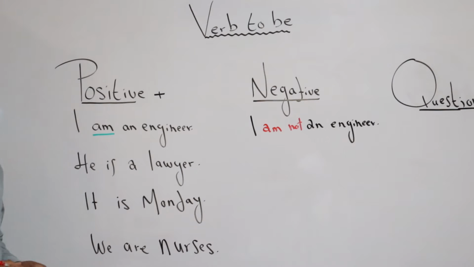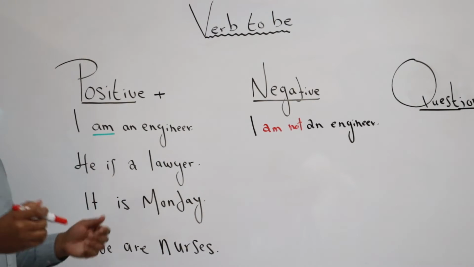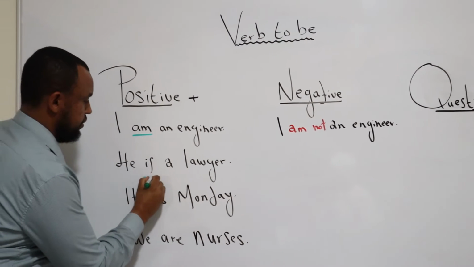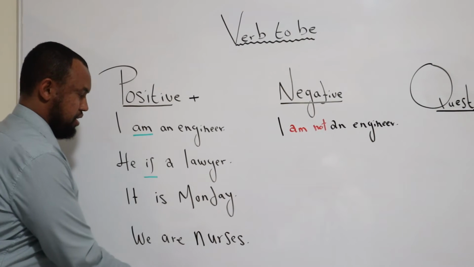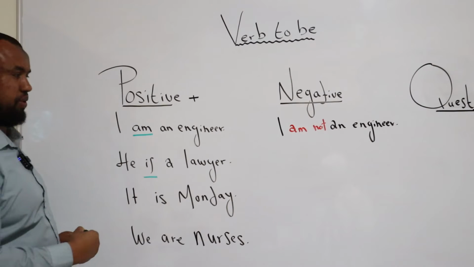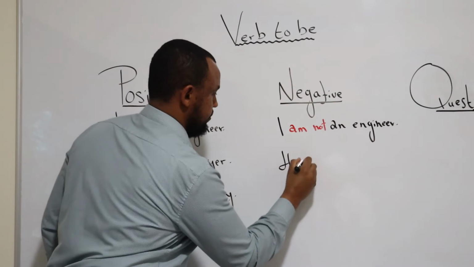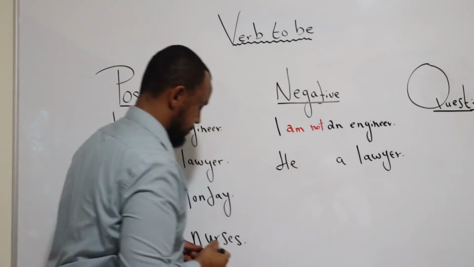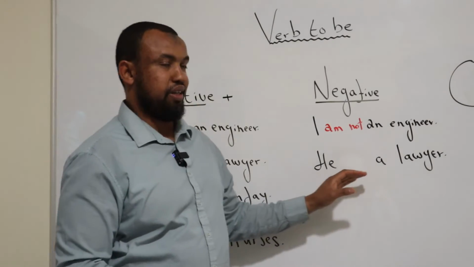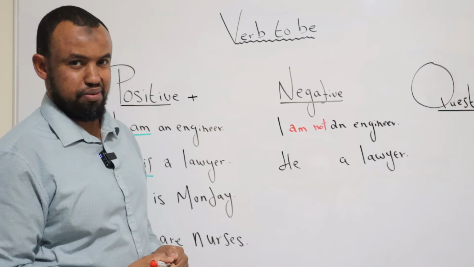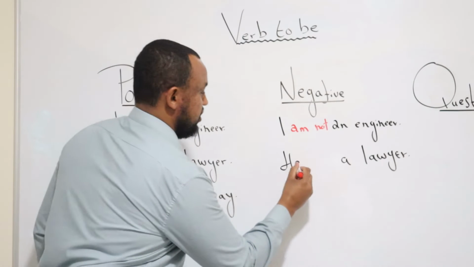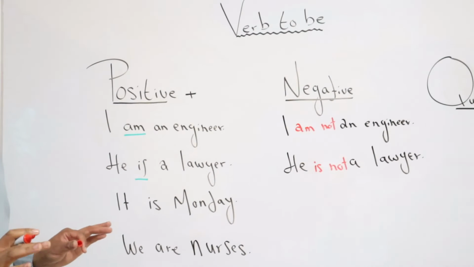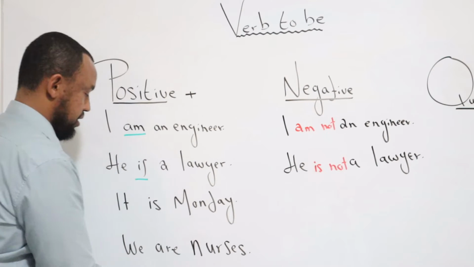Good. The next example. He is a lawyer. Where is the verb to be? He is a lawyer. So is the verb to be, correct? Fantastic. Now, how shall we do this in the negative? Okay. He, a lawyer. Now, he, a lawyer. Where is the negative? All right. So he is not a lawyer. Clear so far?